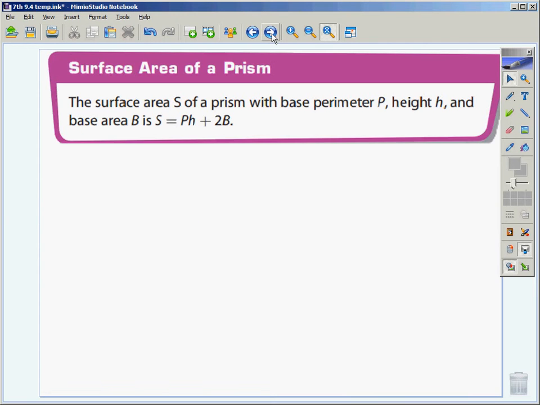Okay? So, there is the formula for today. S equals pH plus 2B. Well, write it down.